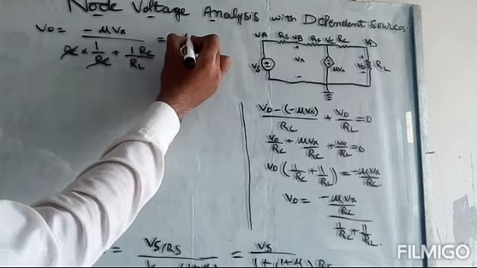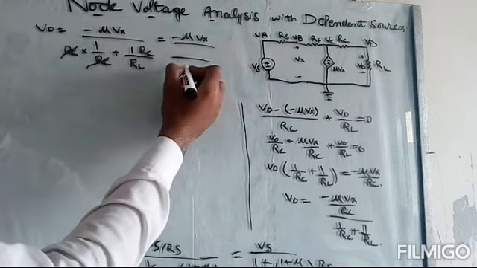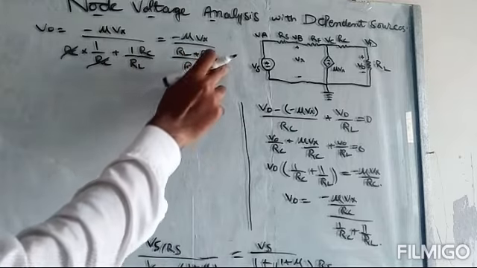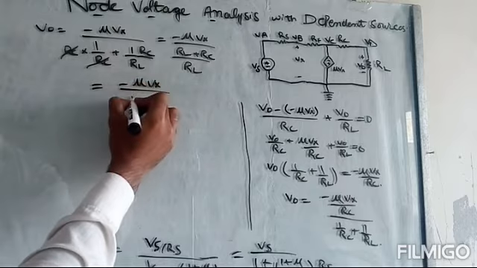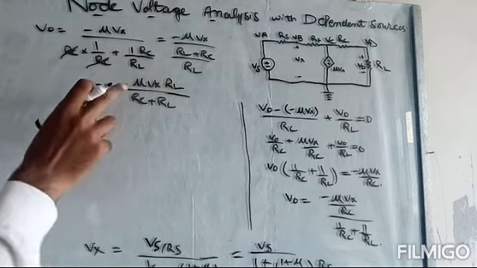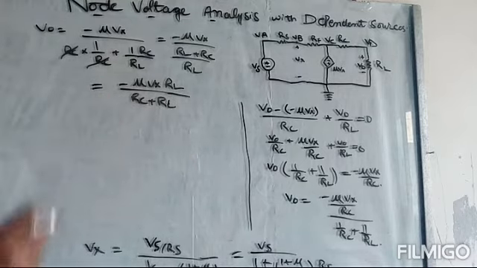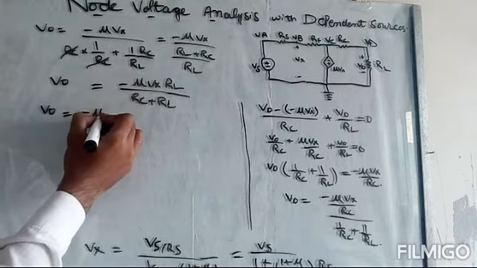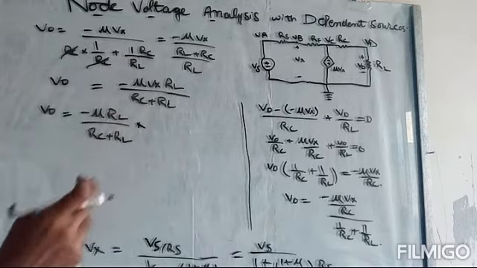So minus mu Vx over 1 plus Rc over Rl, we can take LCM Rl, it will become Rl plus Rc. Now this Rl will be multiplied by this. So the final equation will be minus mu Vx Rl over Rc plus Rl. Now I am going to put the value of Vx from here in this equation. V0 is equal to minus mu Rl over Rc plus Rl multiplied by Vx.